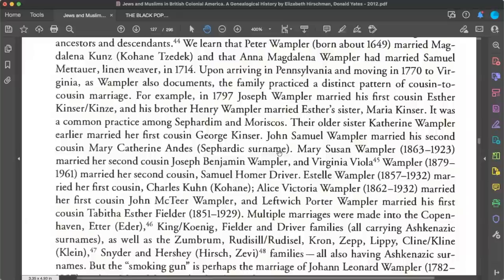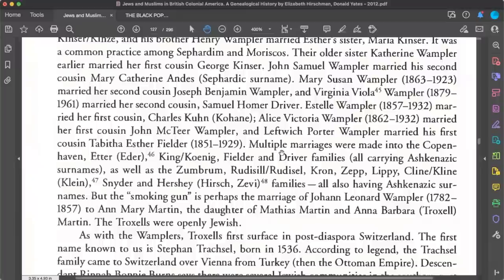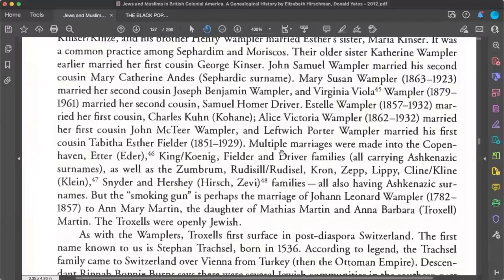Estelle Wampler married her first cousin Charles Kuhn or Kahani. Alice Victoria Wampler married her first cousin, John McTeer Wampler. Leftwich Porter Wampler married his first cousin, Tabitha Easter Fielder. Multiple marriages were made into the Copenhagen, Eder, Pink, Koenig, Fielder, and Driver families, all carrying Ashkenazic surnames, as well as the Sumbrum, Rudisil, Kron, Sepp, Lippi, Klein, Snyder, and Hirsch, Sivi families, all also having Ashkenazic surnames.